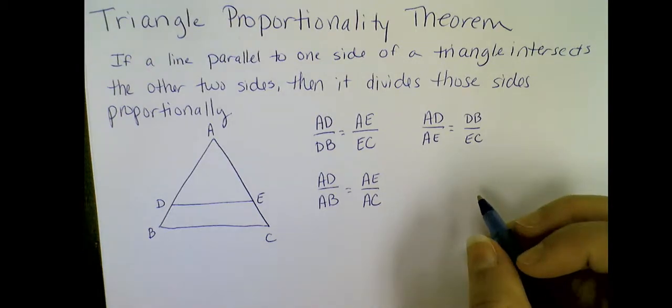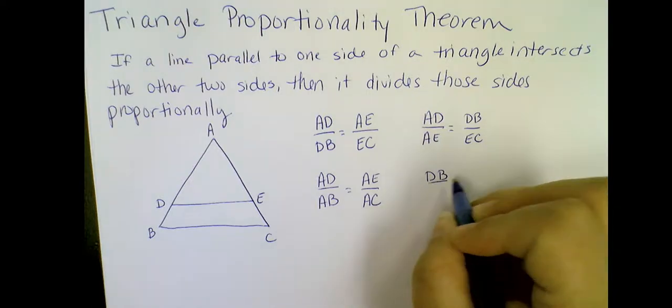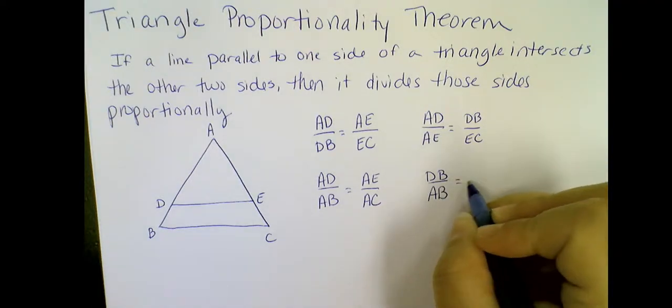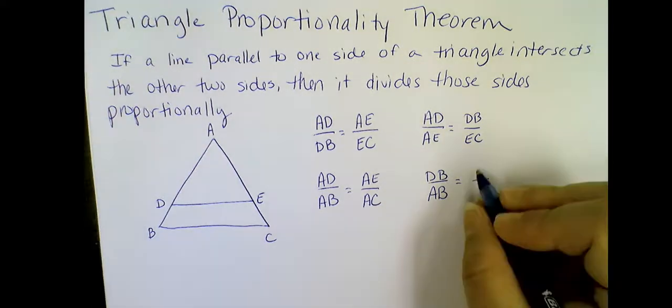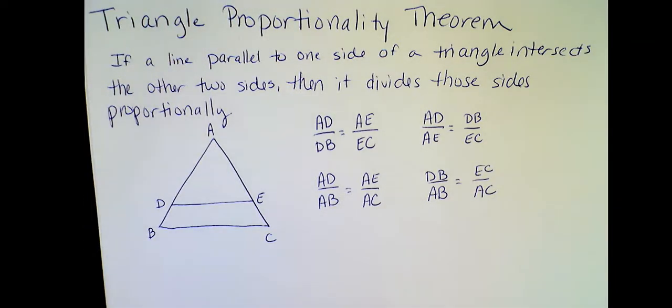Another way that we could do this is we could do the small piece on the bottom here, DB, over the whole side, AB, and then that would be equal to the small piece over here, EC, over the whole side, AC. So those are just a few of the different options that you have.